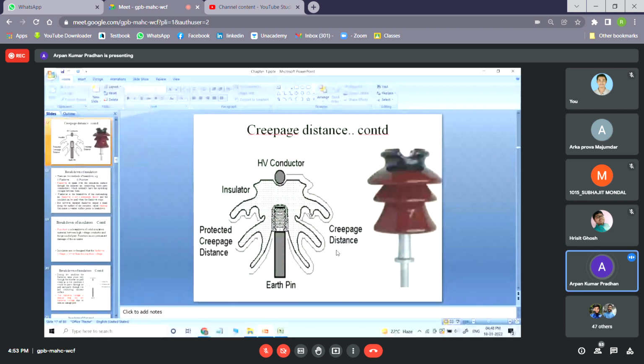Exactly. The breakdown will actually be the breakdown of the insulator material. If you consider the porcelain insulator, puncture means the porcelain insulator will break down. That means the breakdown will occur through the porcelain insulator. But if you consider flashover, it goes outside, through the creepage path, exactly through the surface of that insulator. That's why your puncture voltage should be higher than the flashover voltage.